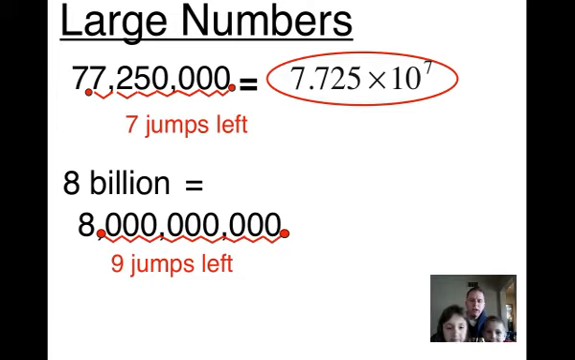So how would we write this? You guys know how we would write this? I don't know. Okay, so we can just put the 8. We don't need to put any zeros. We could put 8.0. It's 8.0 times 10 to the 9th power. So however many jumps we make, that's what our exponent's going to be. Okay.